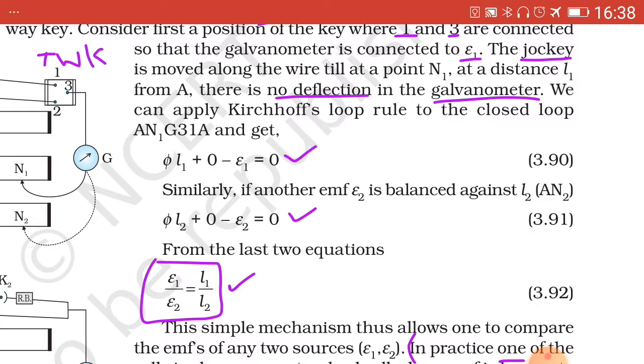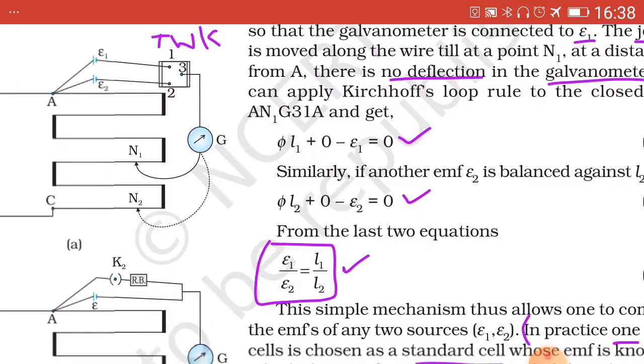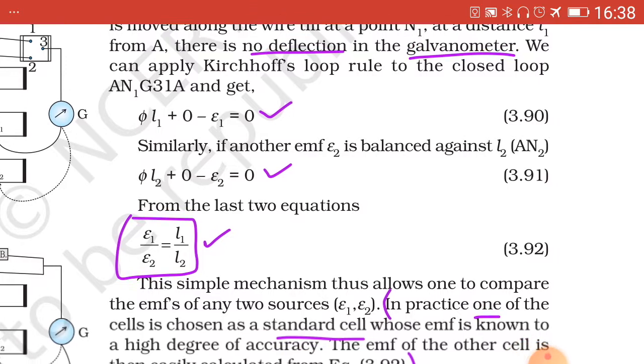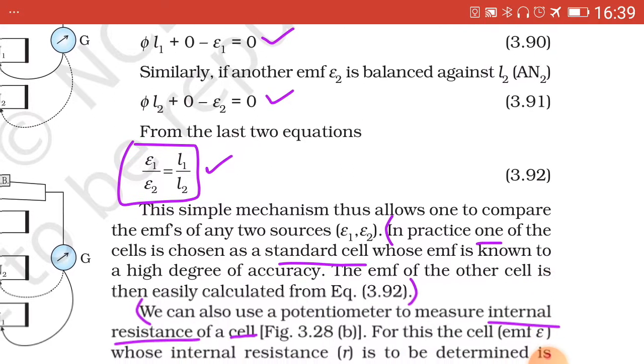Similarly, for the other EMF E2, that is the second cell at point N2, phi L2 plus 0 minus E2 equal to 0, which again has been tick marked. Now from those two equations which have been tick marked, phi will cancel away, and taking minus E1 and minus E2 to the other side, we get E1 upon E2 equal to L1 upon L2, which is the final equation.